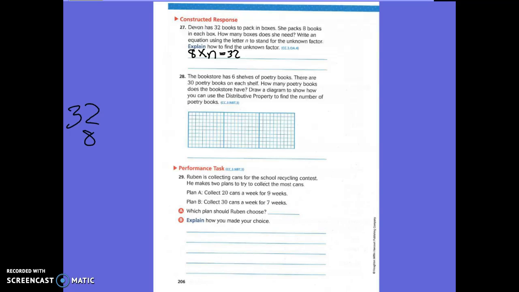That is the equation. Like I said, 32 is the product. We knew 8 was a factor. We do not know the other factor. Now, how are we going to find the other factor? We wrote the equation for the unknown factor. That's done. Now we need to find how many boxes she needs. We have to explain how to find the unknown factor. How are we going to figure out how to find this?